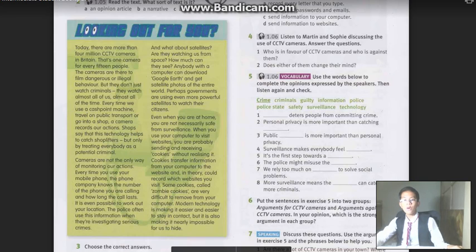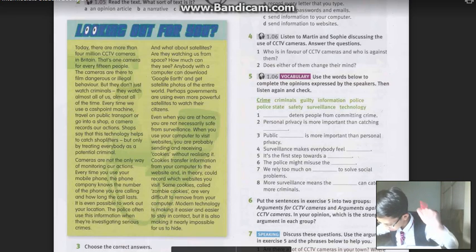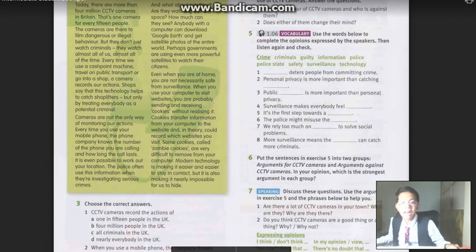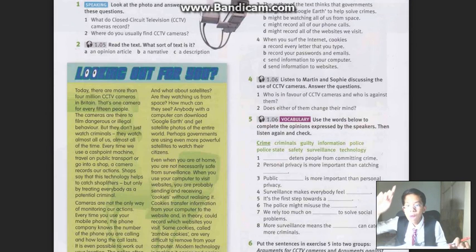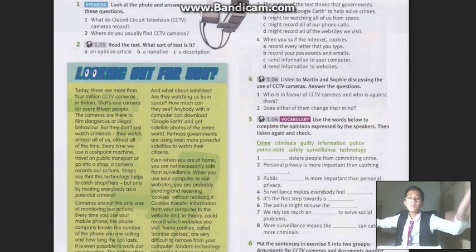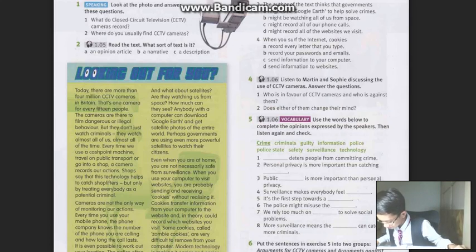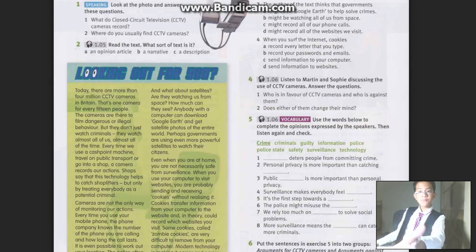Today, there are more than 4 million CCTV cameras. In Britain, that is one camera for every 15 people. So it is 1 in 15 people in the UK. But in the text, it is written that there is one camera for every 15 people, not that the cameras record only 15 people, but not all. So throw away A. B, 4 million people in the UK, no. Because today there are more than 4 million CCTV cameras in Britain, not 4 million people in the UK, so no.